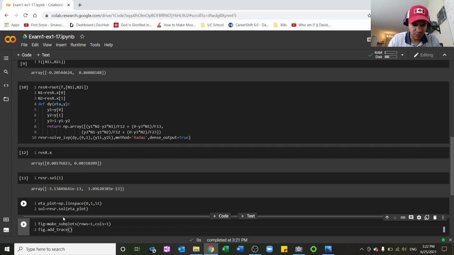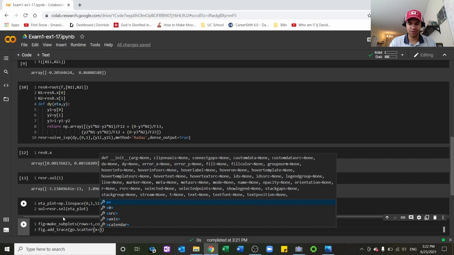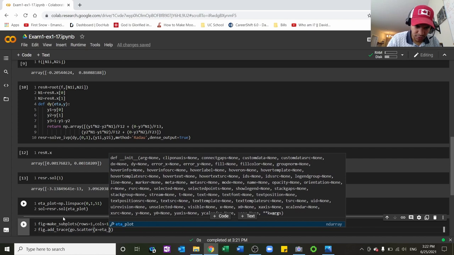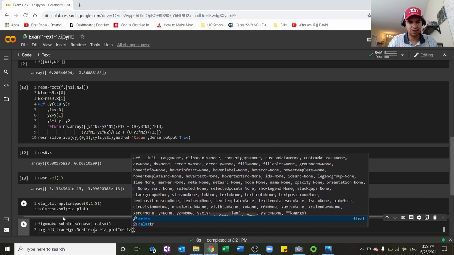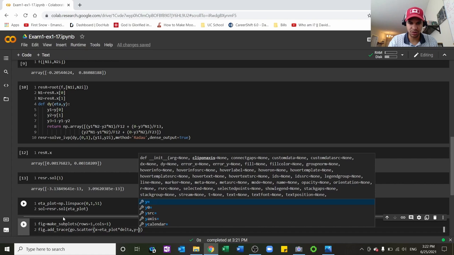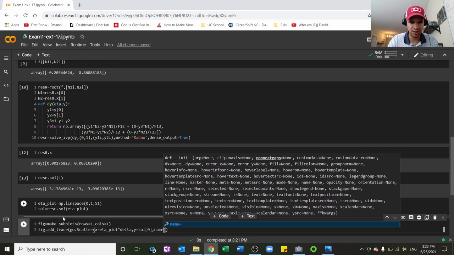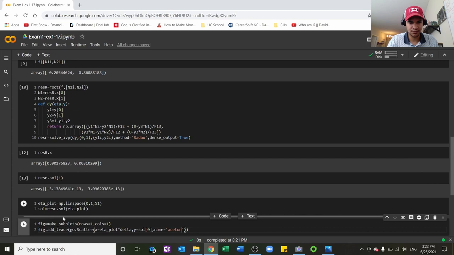Trace using our go.scatterplots, where our x is going to be equal to the data plots. We're going to multiply that by delta in order to get x in the terms of meters. And the y portion will be equal to the solution that we have of acetone. Then we are also going to name this function acetone. Now that will add the trace of acetone through our plot.